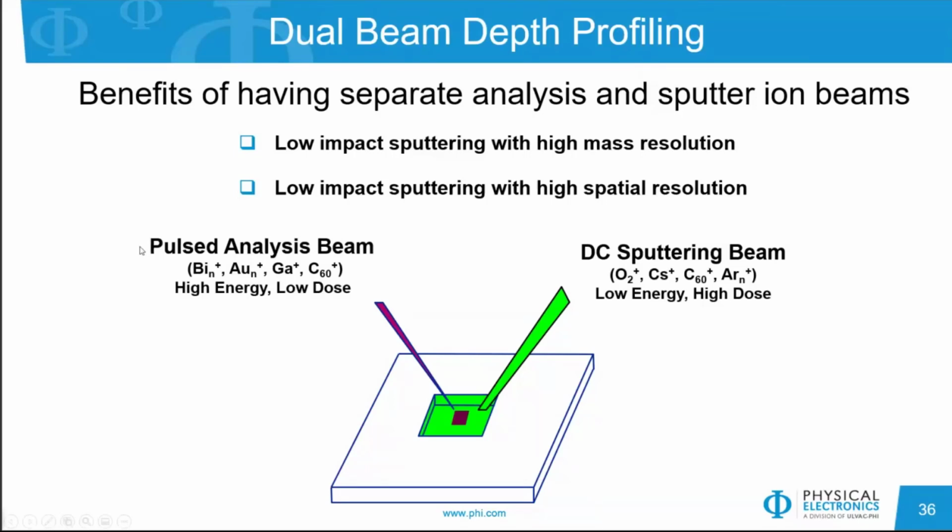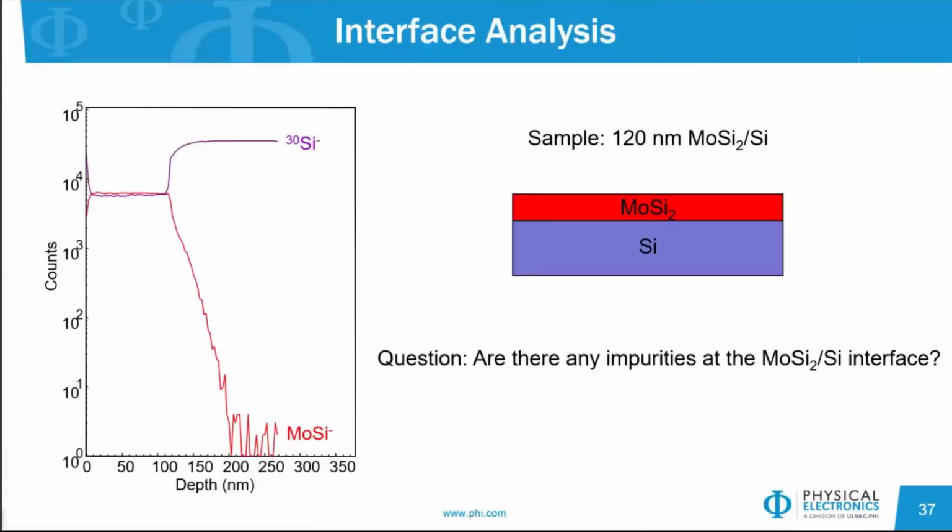And so how this is accomplished is that the analysis beam hits the sample, turns off, and then a DC beam of low energy, high dose removes material, and that material is thrown away and then turned off, and then the pulsed analysis beam comes back on. And this is repeated until you go through your desired depth of interest. Some of the applications with dual beam depth profiling is interface analysis. So this looks like a simple depth profile, just 120 nanometers of polysilicide on silicon.